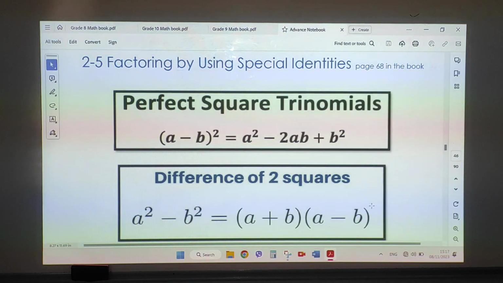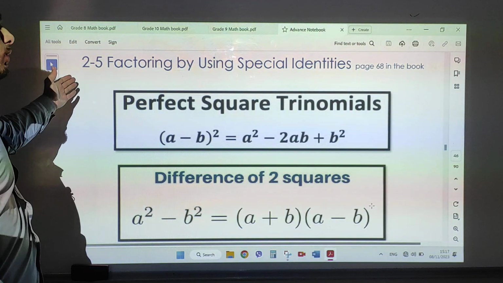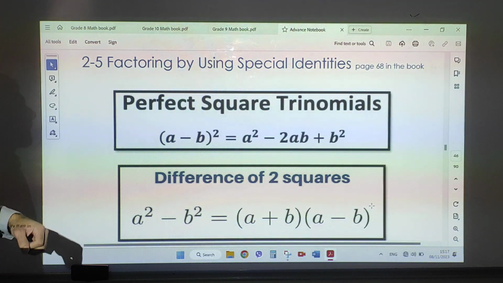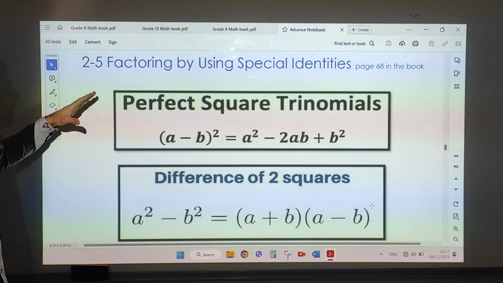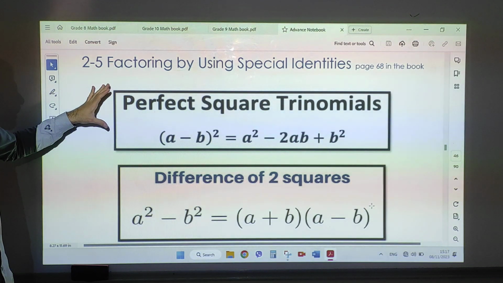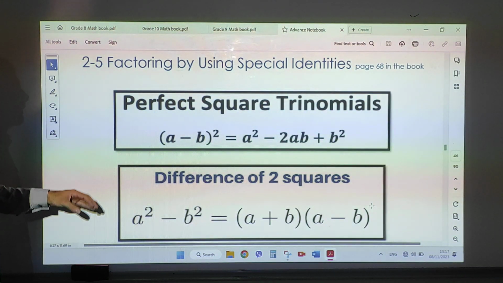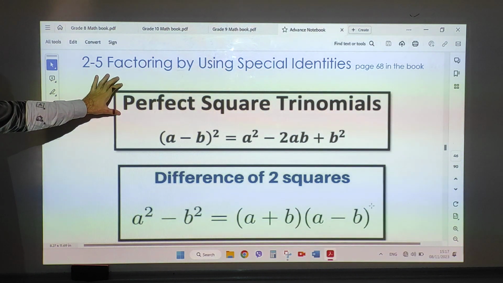Hi everyone, in this video for grade 9 we have 2.5, which is about factoring by using special identities, on page 68 from the book. In this lesson we have two different kinds of questions, which is perfect square trinomial.